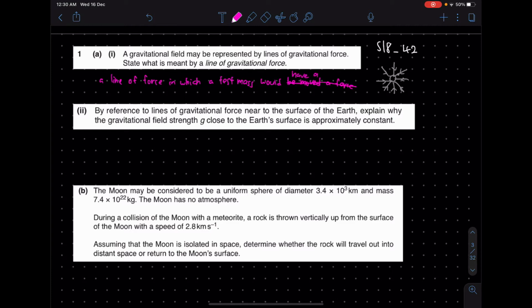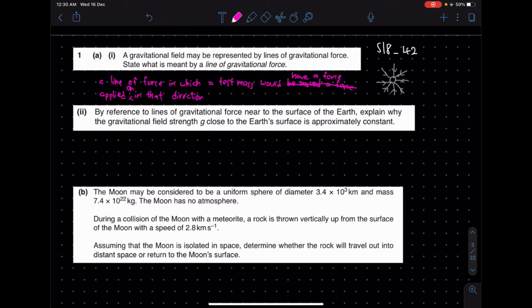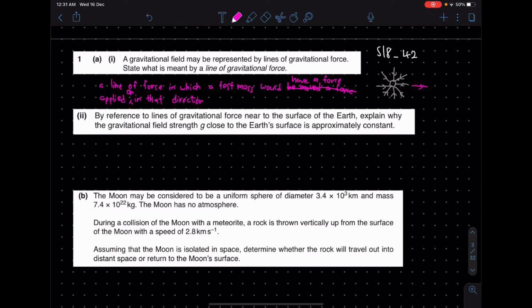We have a force applied on, and the key is applied on in that direction. Alright, because we're talking about a line of gravitational force, so the gravitational force, the direction of the line will also matter, because maybe it could be going the opposite direction as well.